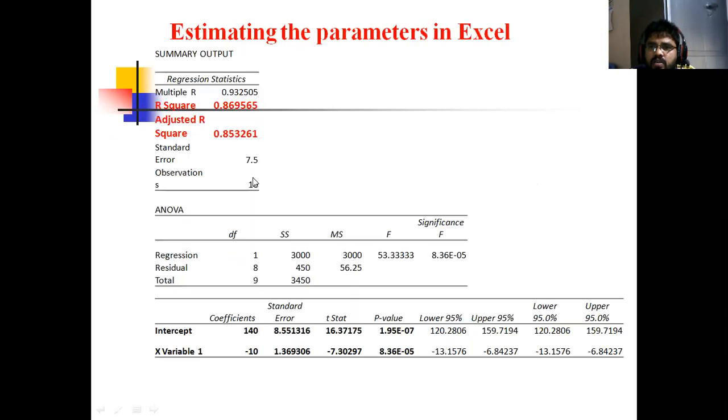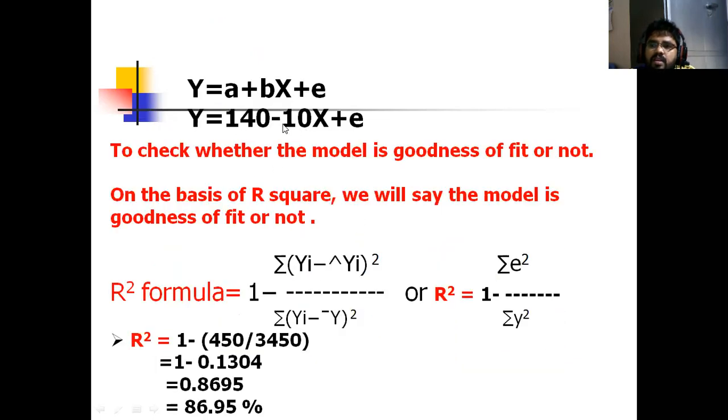See this value, I already told you that on the basis of this coefficient value and this intercept value, after that we need to check whether the model is a goodness of fit or not. That is the main question that arises in any research paper, article or course. So on the basis of R square only, we will say whether the model is a goodness of fit or not.